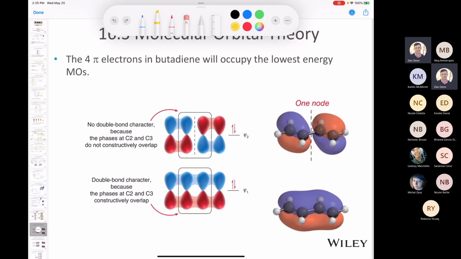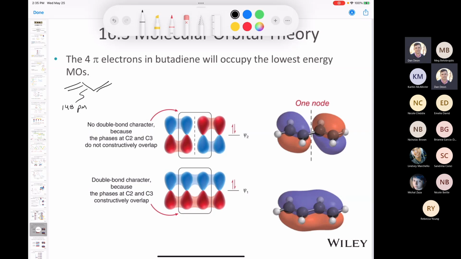And what it's going to do is it's going to help provide a rationale for why this sigma bond is 148 picometers instead of the expected maybe 153, or why it's so short. It provides a second explanation besides just hybridization.